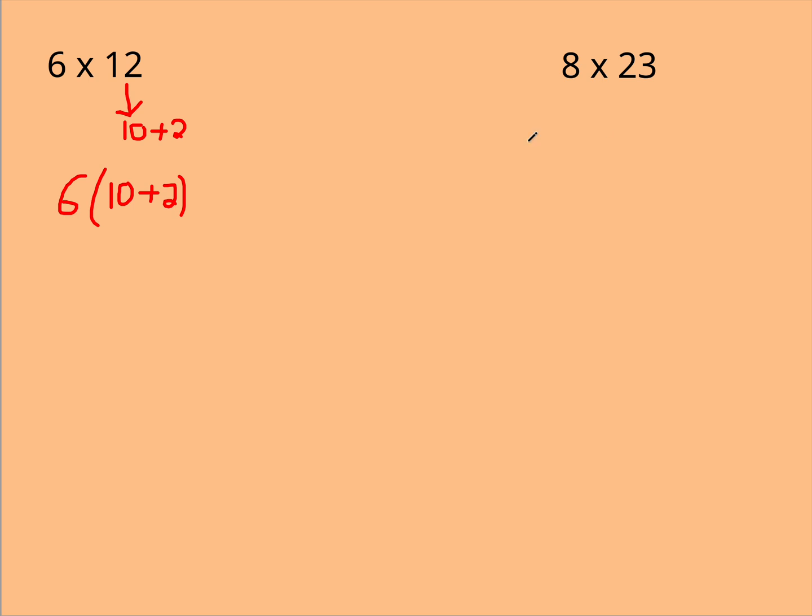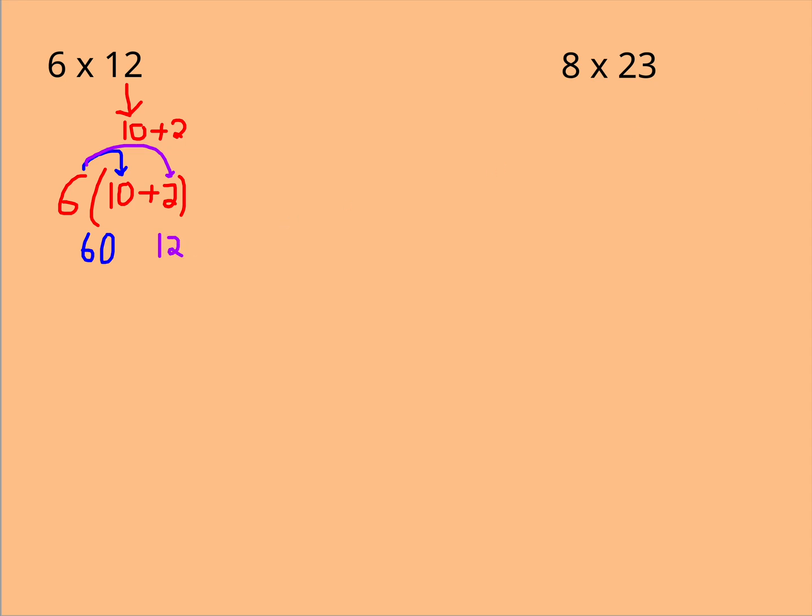Okay, now the fun thing about this is this means I do 6 times 10 and 6 times 2. So 6 times 10, we get 60. We can use a different color here. 6 times 2, I get 12.